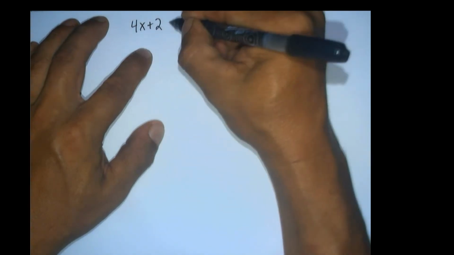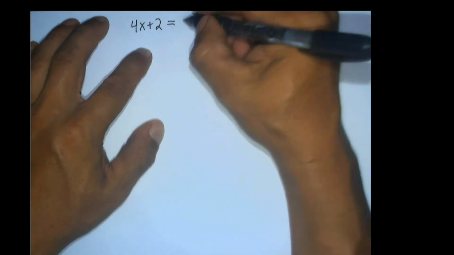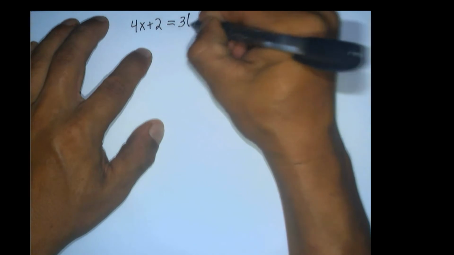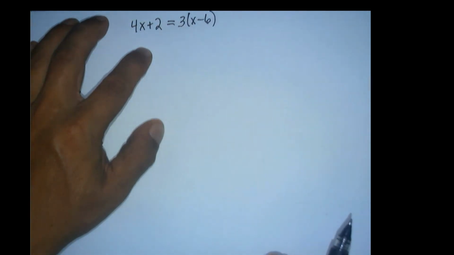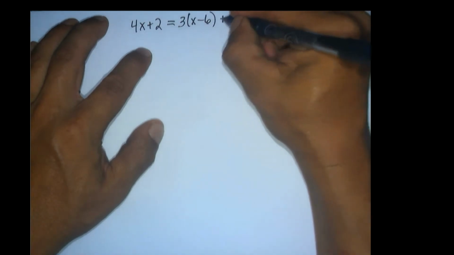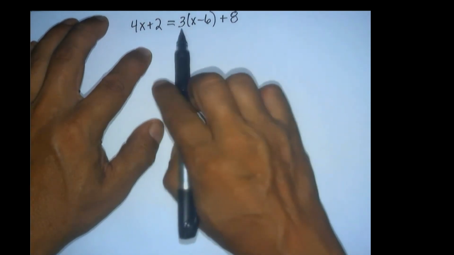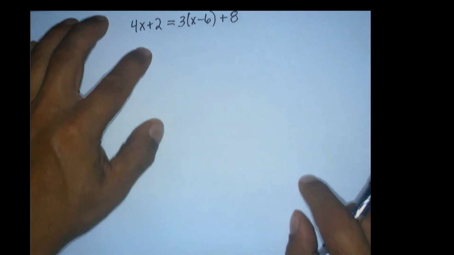The left side is 4x plus 2. But the right side is 3 times the difference of x and 6. Right? So what do you got to use first? What is that called? The distributive property. Oh yeah, the distributive property. Very good.